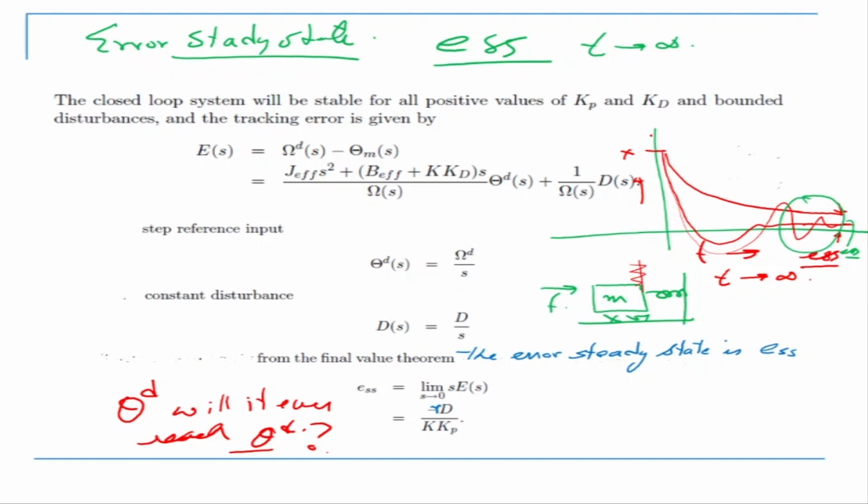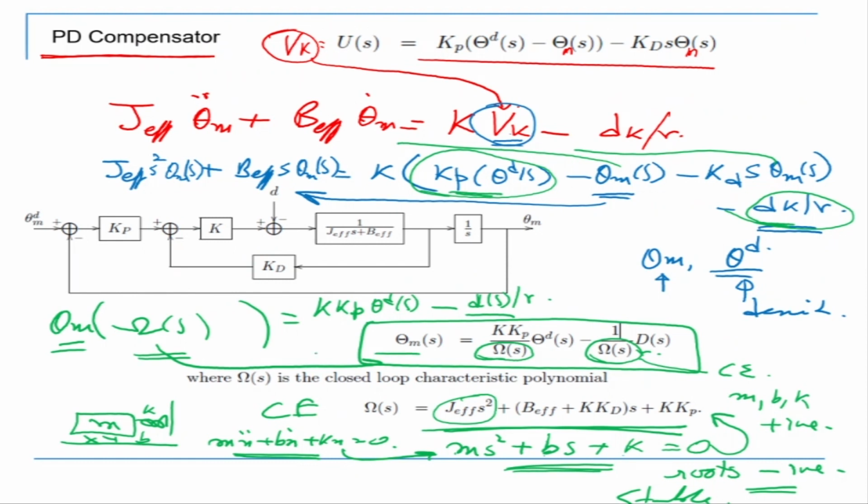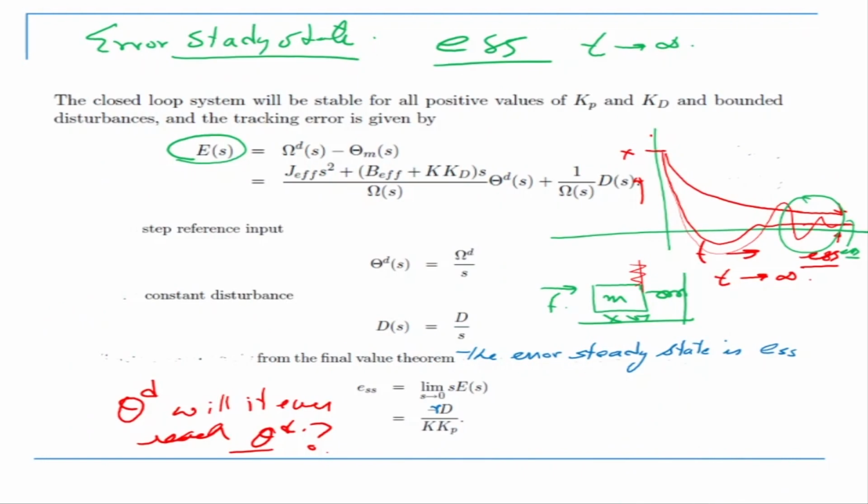The error E is equal to theta d, desired, minus theta m. This we have seen when we talked about our position regulator controller also. So theta d minus theta m s. What is theta m s? Theta m s is this, kkp by omega s into theta d s. So I take my theta m s and put it inside here. After I do that, I take theta d s out. So theta d s, and omega s comes at the denominator, and there is a theta d s into 1 by omega s by d s by r. There's an r there.